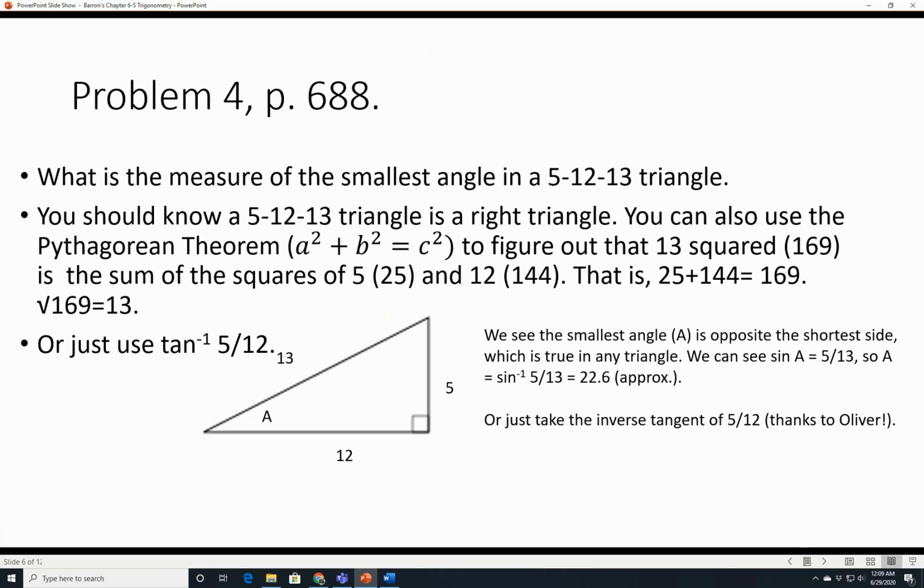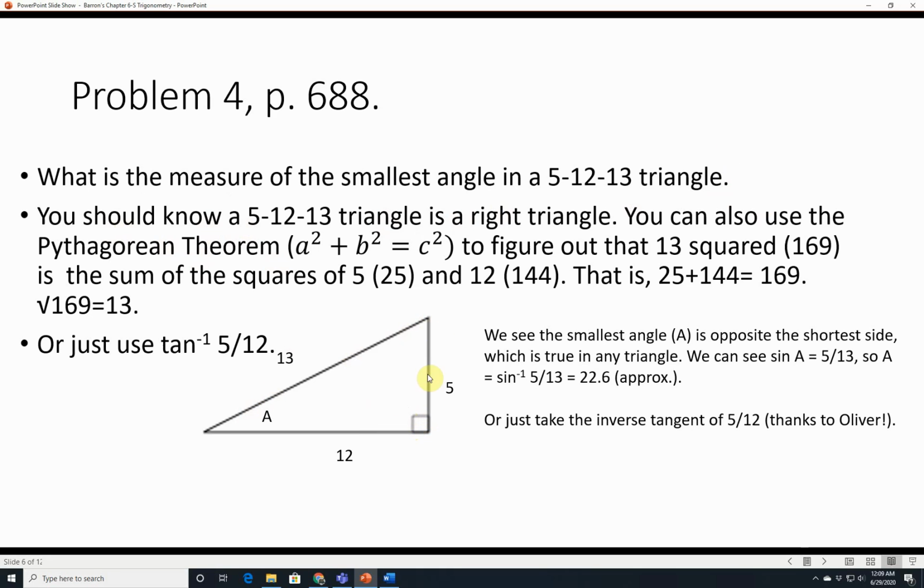Problem 4, page 688, I should say. What is the measure of the smallest angle in a 5, 12, 13 triangle? Sorry, I didn't put in a question mark there. I hope you can forgive me. All right, anyway. You should know that a 5, 12, 13 triangle is a right triangle. It's one of the special right triangles you should know. It's a little more exotic than 3, 4, 5 or 3x, 4x, 5x, like 6, 8, 10.